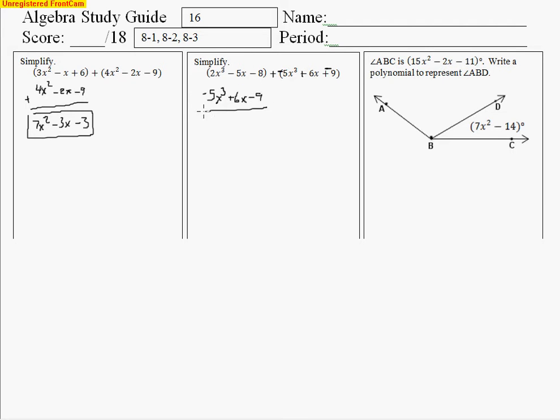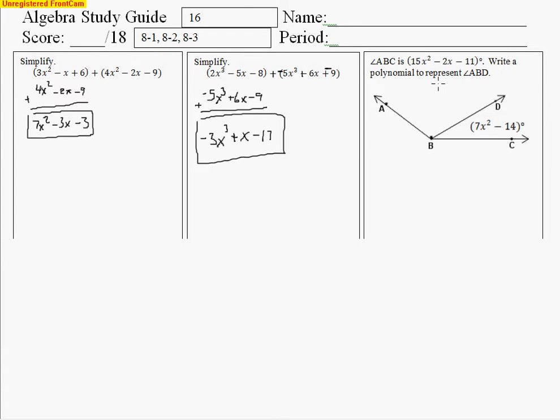And so I can collect the terms that have the same variables raised to the same powers. So 2x to the third minus 5x to the third makes negative 3x to the third. And then I have negative 5x plus 6x makes a positive 1x. And then I have negative 9, negative 8 add together to make negative 17. And that is our answer.